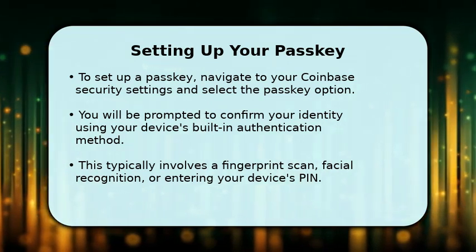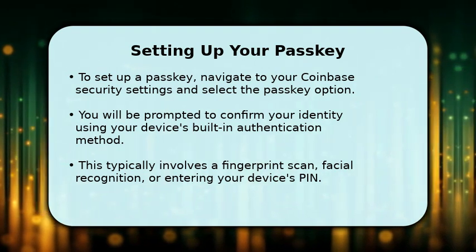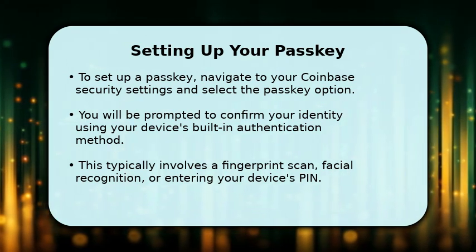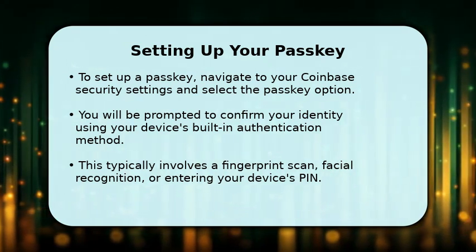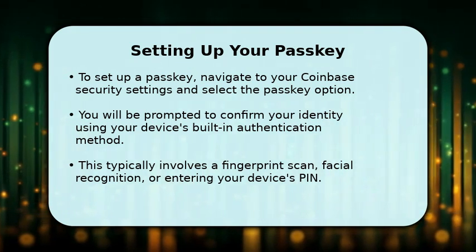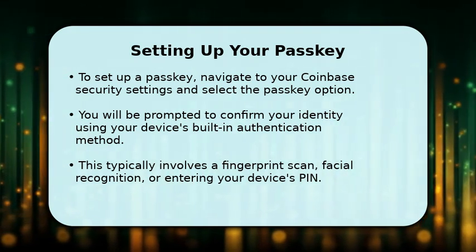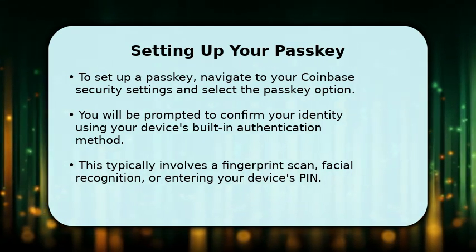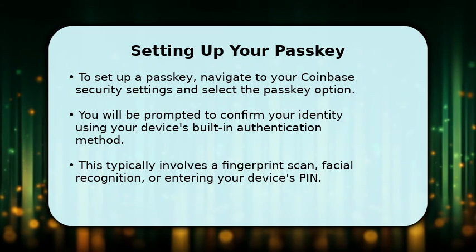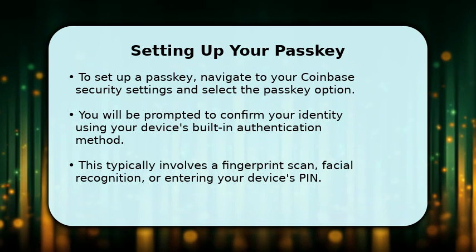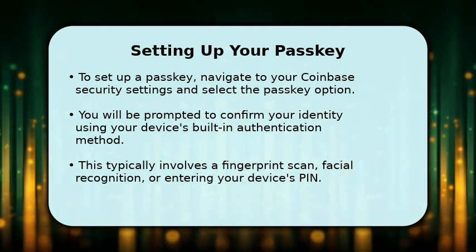First, access your security settings within the Coinbase app or website. Look for the option to enable passkeys and follow the on-screen prompts. You'll then use your device's native authentication, such as a fingerprint, face scan, or your device's PIN, to create and store the passkey. This process securely links your device to your Coinbase account, usually taking less than 1 minute to complete, providing immediate security benefits.